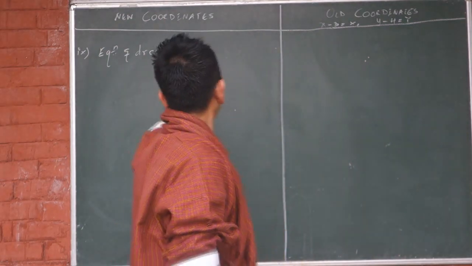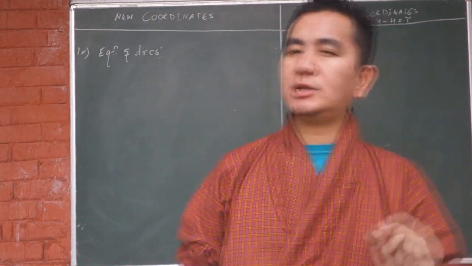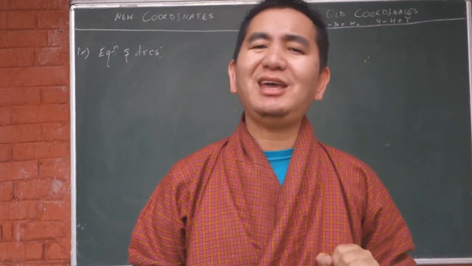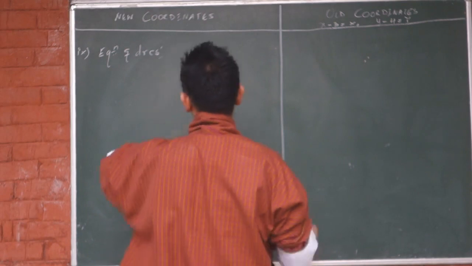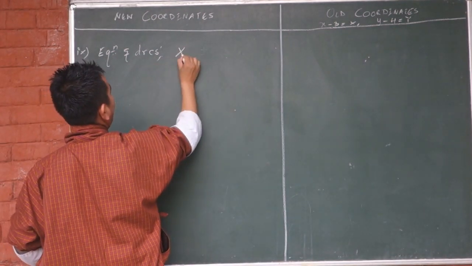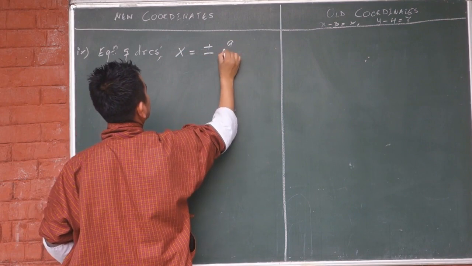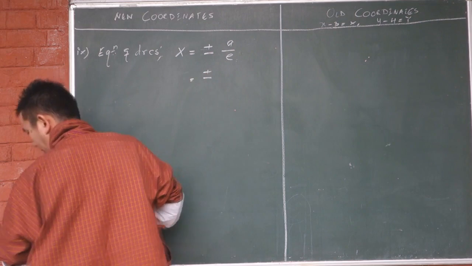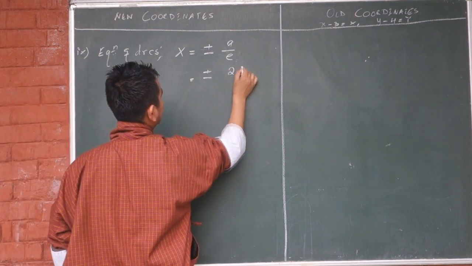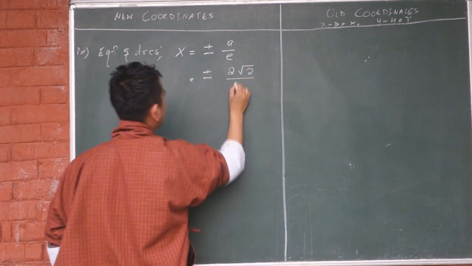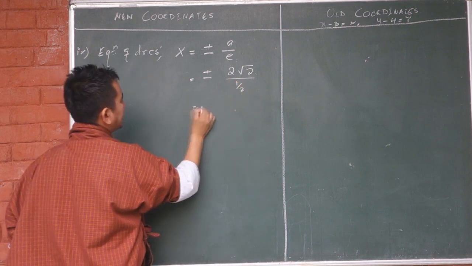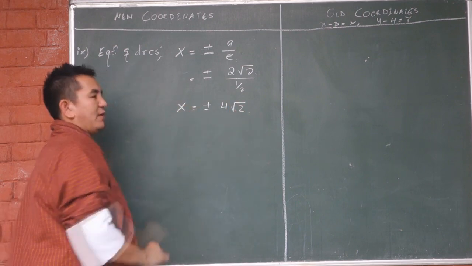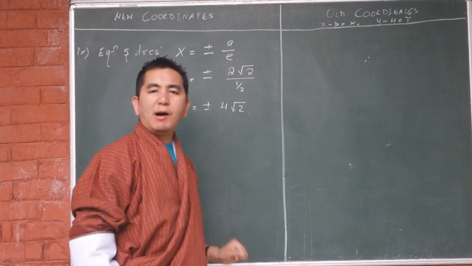Now, for the equation of the directrices, this is a horizontal ellipse. If this is a horizontal ellipse, the directrices will definitely intersect the x-axis. So the equation of directrices will be capital X equal to plus or minus a by e, which is plus or minus, what's the a value we have? A value is 2 root 2, and the e value is 1 by 2, which means this becomes plus or minus 4 root 2. This is the value of capital X.